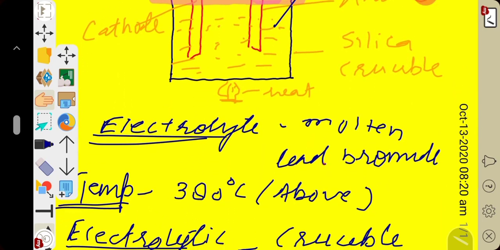For the electrolyte, we have taken molten lead bromide, and we have to maintain a temperature above 380 degrees Celsius. Sometimes a question is asked: give reason why a temperature above 380 degrees Celsius is maintained to perform electrolysis of molten lead bromide. Your answer will be: the temperature is provided so that it can melt lead bromide. Above 380 degrees Celsius, lead bromide melts. That's why the temperature is kept above 380 degrees Celsius.